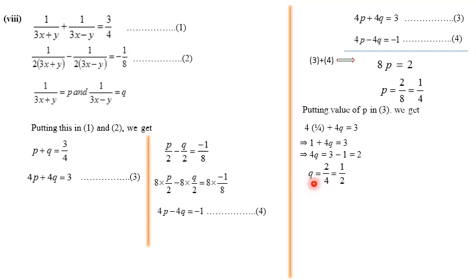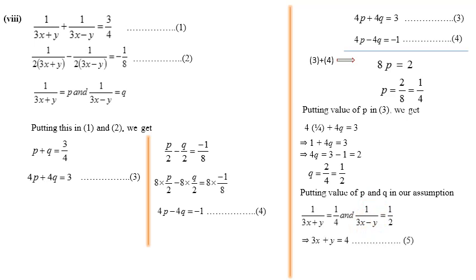Now we have got the value of p and q only, but according to our question the variables are x and y. We have to go for finding these values of x and y. Simply as before you have to resubstitute it. That is 1 by 3x plus y, our assumption is 1 by 3x plus y is equal to 1 by 4, and 1 by 3x minus y is equal to q, that value of q is 1 by 2.